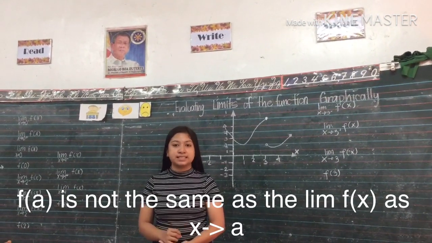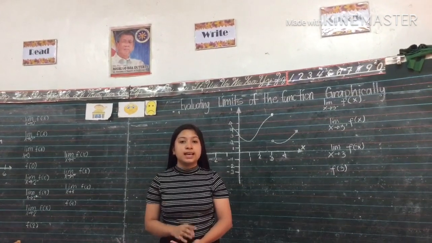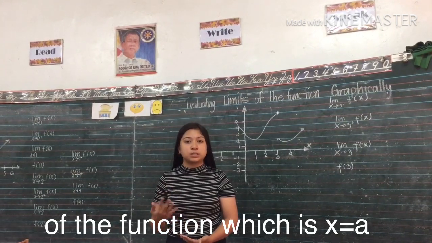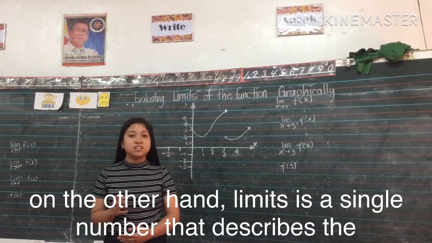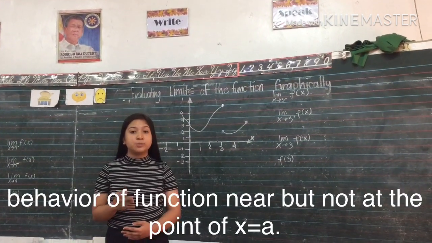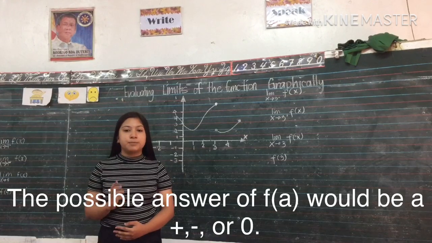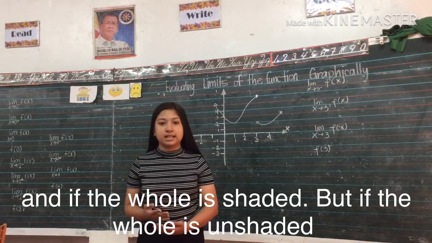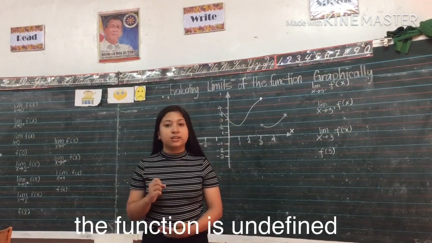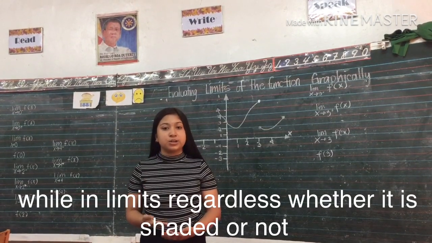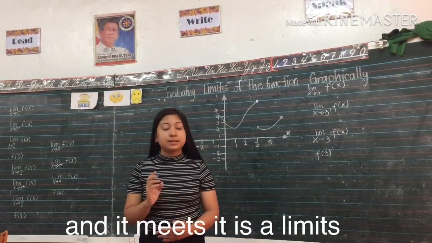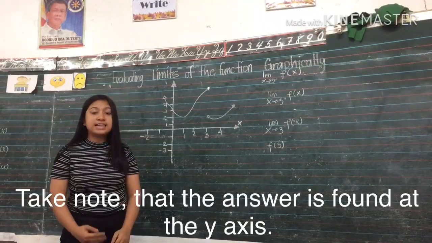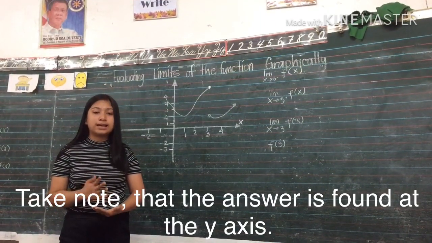f of a is not the same as the limit of the function as x approaches a. f of a is a single number that describes the behavior of the function at x equals a. On the other hand, a limit is a single number that describes the behavior of the function near, but not at, the point x equals a. The possible answer of f of a would be positive, negative, or zero if the hole is shaded. But if the hole is unshaded, the function is undefined. While in limits, regardless of whether it is shaded or not, if the two sides meet, it is a limit. But if they do not meet, then the limit does not exist. Take note that the answer is found on the y-axis.